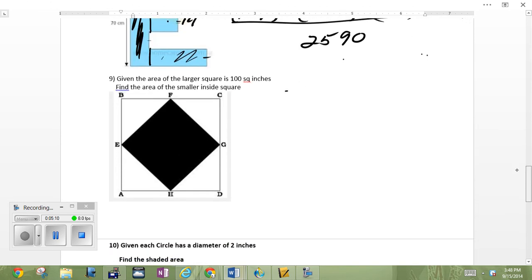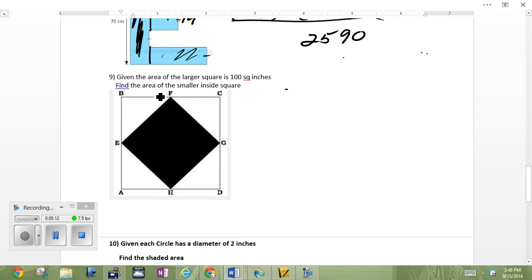This number 9 is an interesting problem. It says that the area of the larger square is 100 square inches. If that's 100 square inches, and the area for a square is side squared, the side squared is equal to 100. That must mean the side is equal to 10. So each side here is 10.